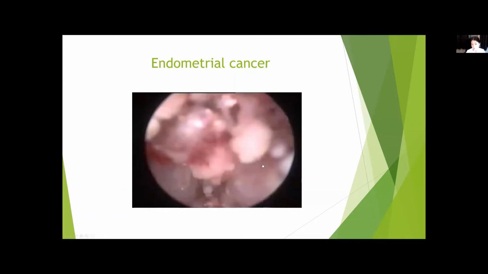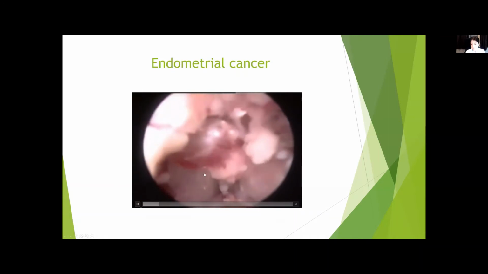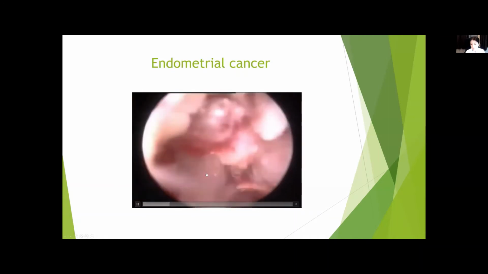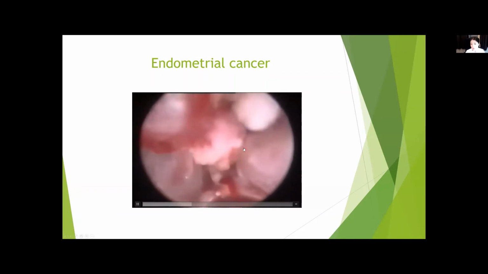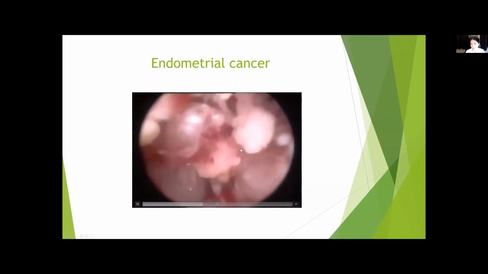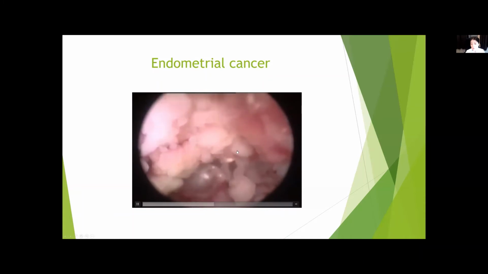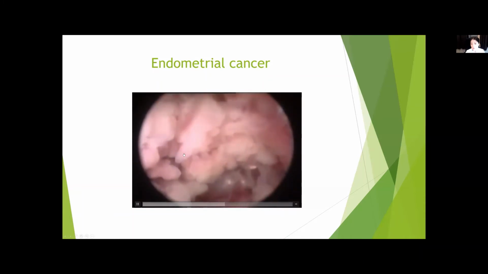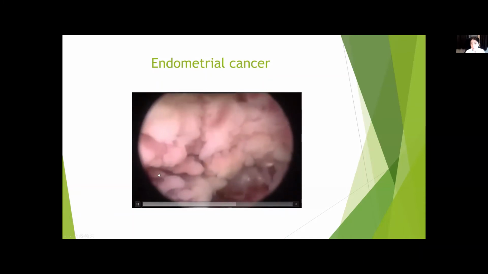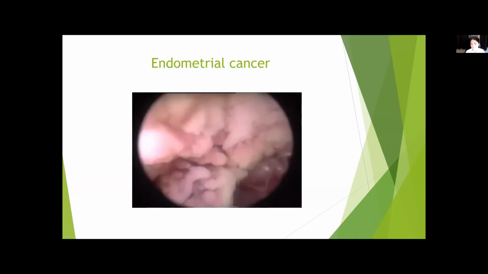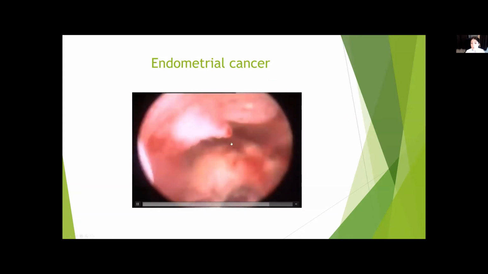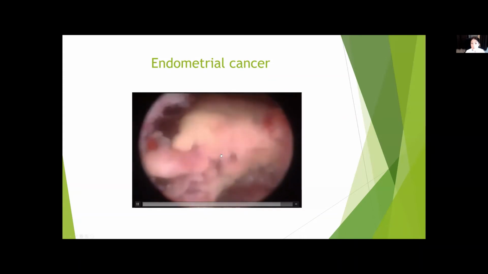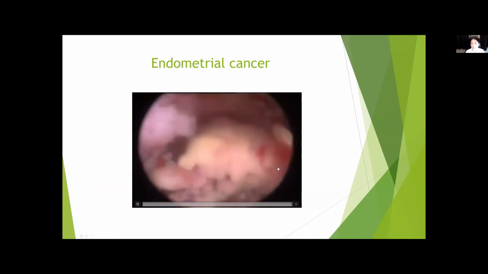Endometrial cancer. You can see these lesions have bumps and boulders, an abnormal form, like cabbage, and with atypical vessels. Here you can see atypical vessels.